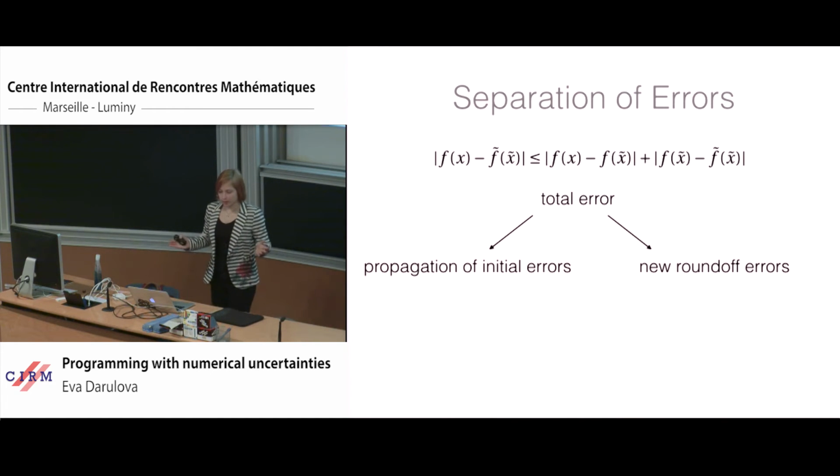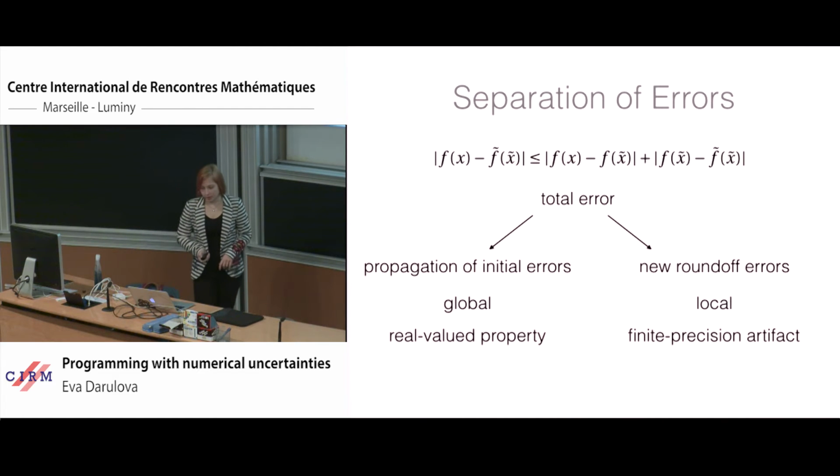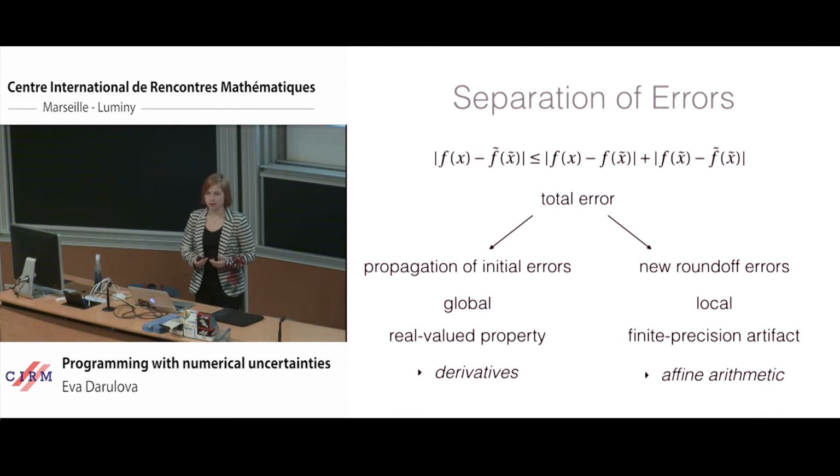So we are separating this error into the propagation of initial errors and into the new round-off errors that are incurred. The reason for this is that one is essentially a global and real valued property that depends on the full function. So if you're propagating errors, then you will do this even if your function is real valued in exact arithmetic. Whereas round-off errors are just the artifact of the finite precision. And we choose different methods to handle these, which give us a bit more accuracy.